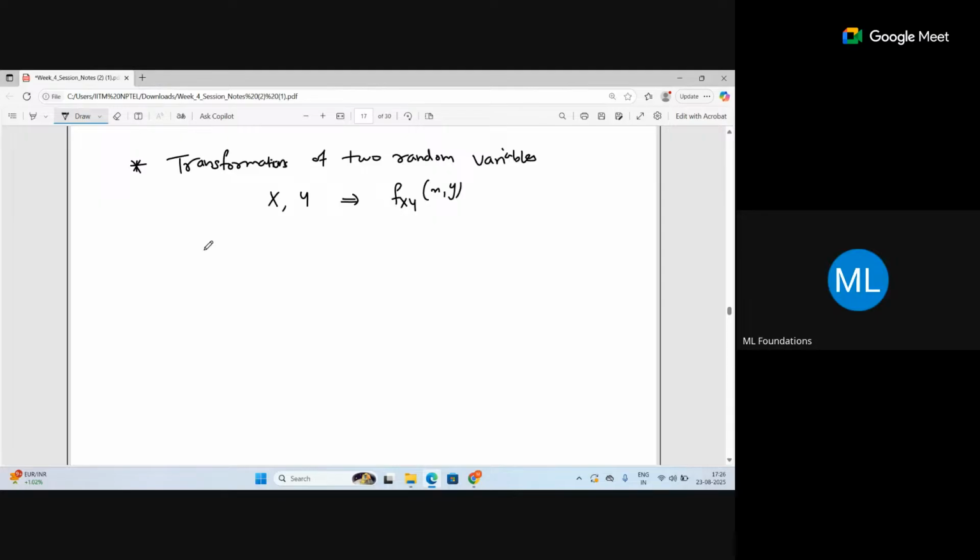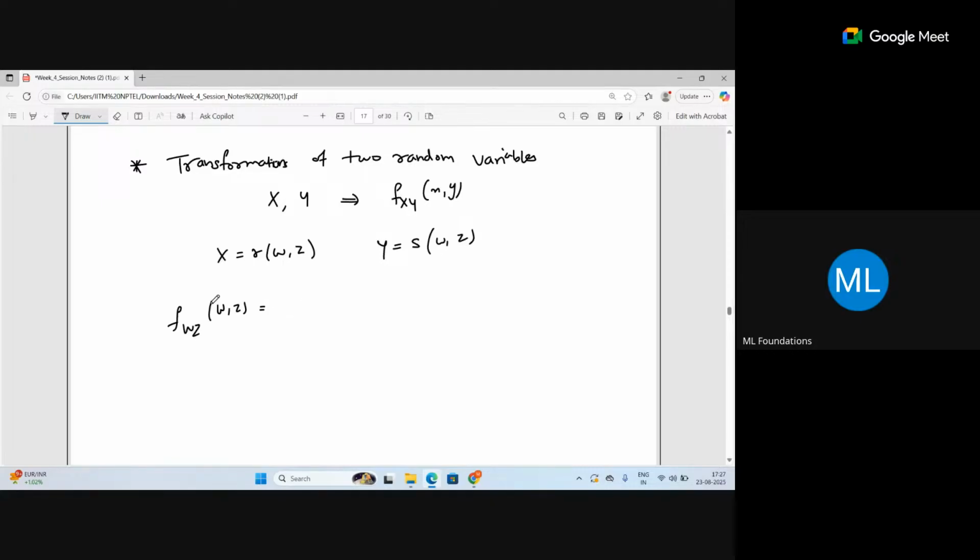Suppose there are two other random variables, w and z, and x is a function of these two random variables, and y is also a function of these two new random variables, w and z. In that case, how do we find the joint density of w and z? The formula for that is this one.